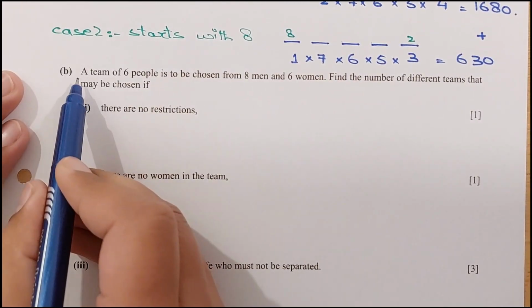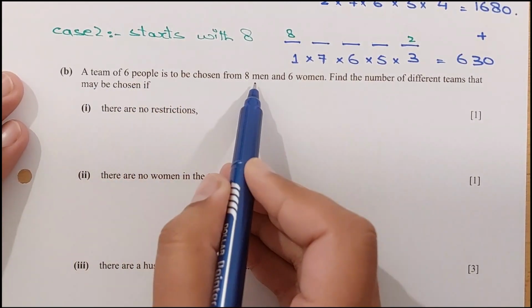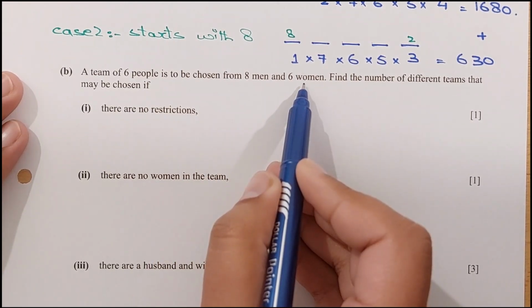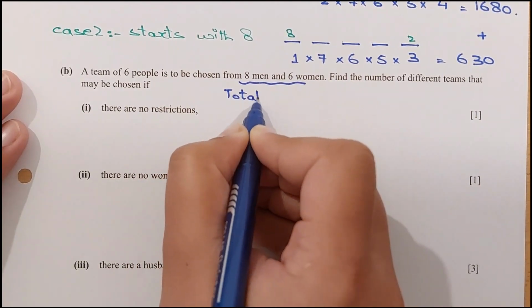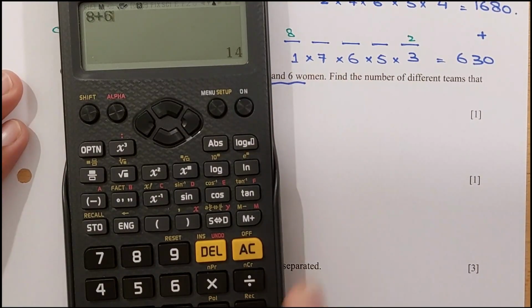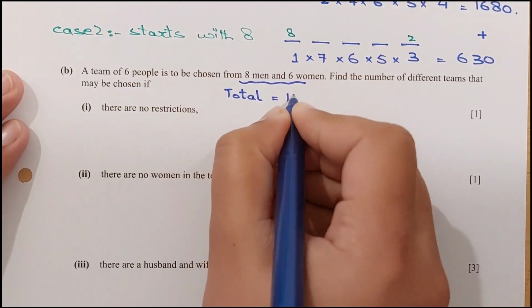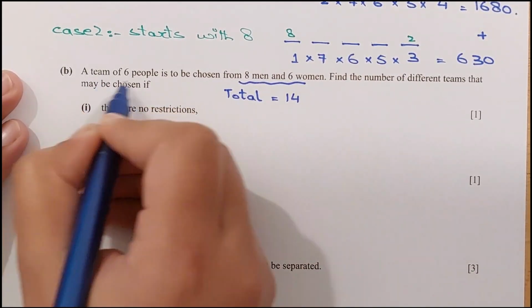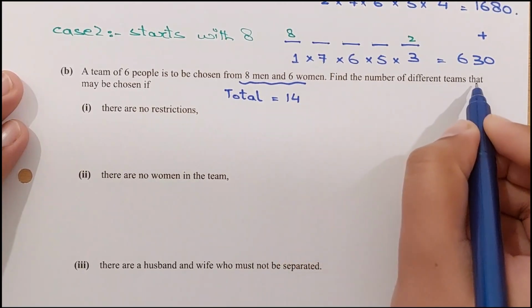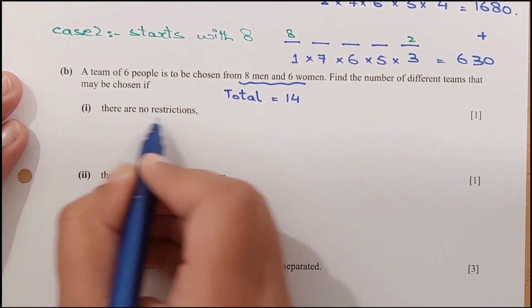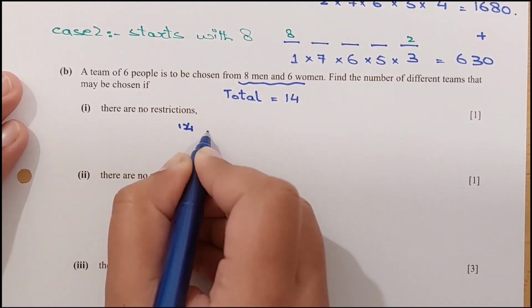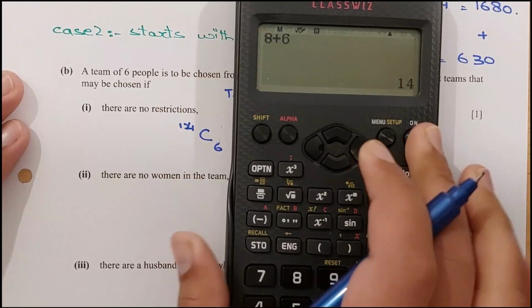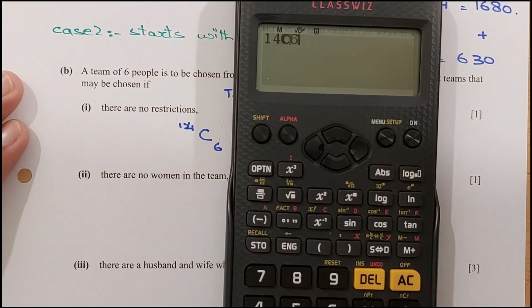Now moving to part B. A team of 6 people is to be chosen from 8 men and 6 women. Let me find the total. How many members are there in total? 8 plus 6 is 14. So out of 14, we have to make a team of 6. Find the number of different teams that may be chosen. Number 1, if there is no restriction, the total is 14C6, which is 3003.